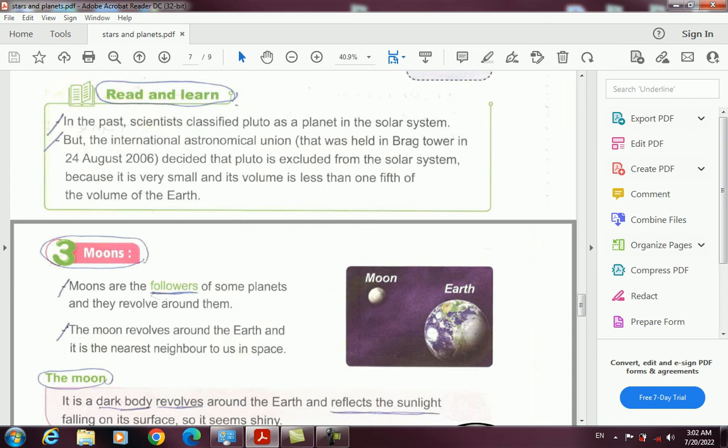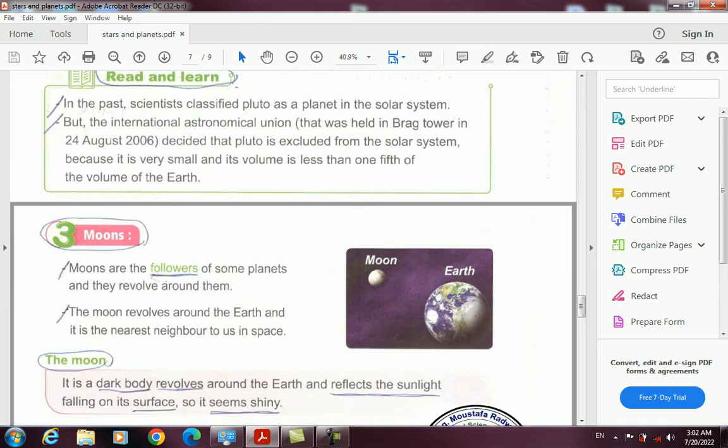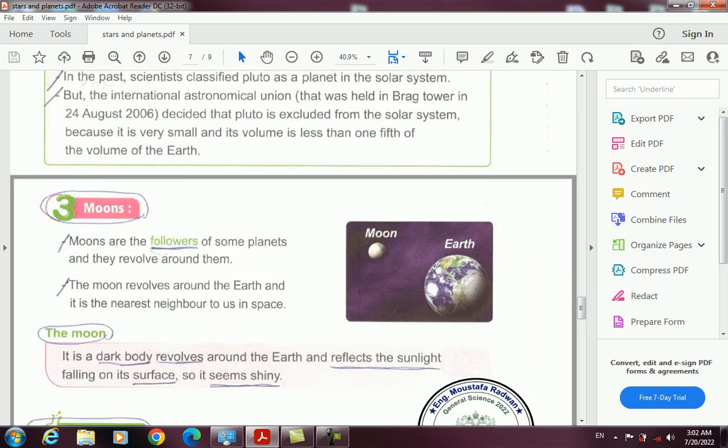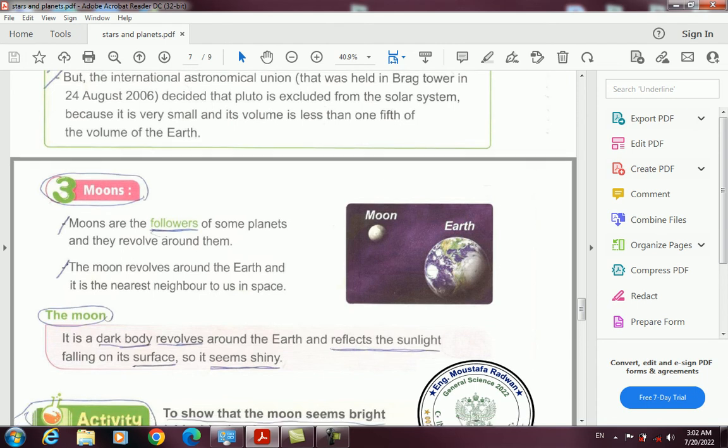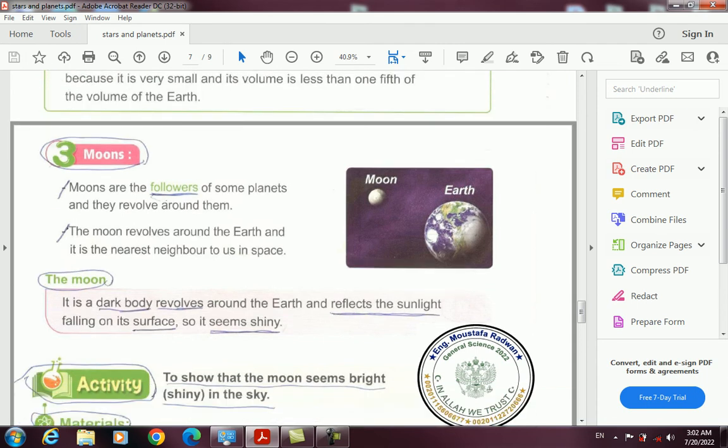Now for number 3, the moons. The basic characteristic about moons. What are moons? Moons are the followers of some planets and they revolve around them. The clearest example is the Earth where we live. The moon revolves around the Earth and it's the nearest neighbor to us in space. It's the closest thing from outer space to us.